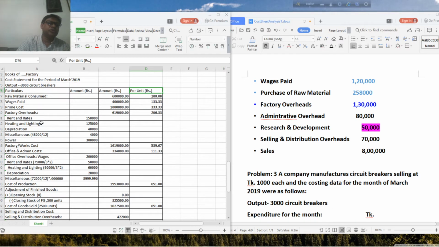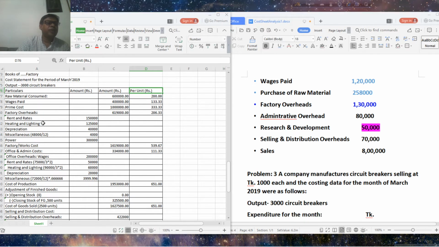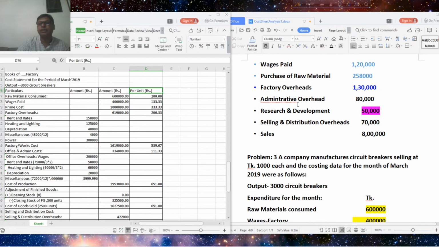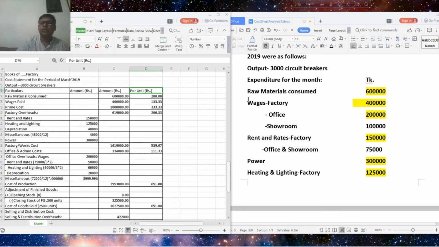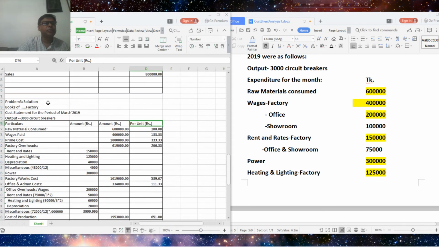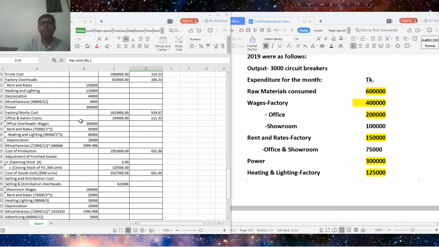After finding out the prime cost, we have to consider the factory overheads. Rent and rates for factory is given. Factory wage is given, and it is considered first to comprise the prime cost. Now factory overhead means the indirect cost, so we have to find out the factory rent and rates.